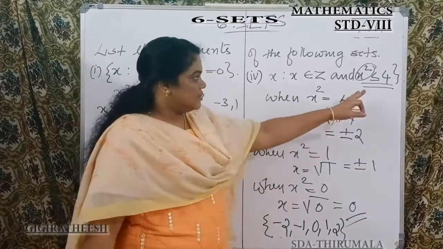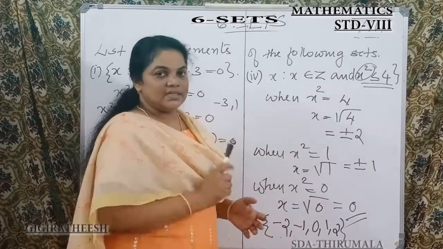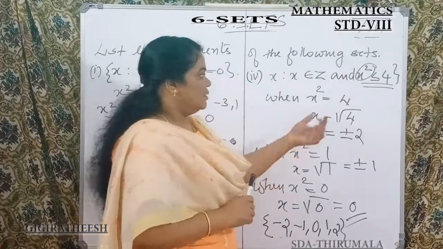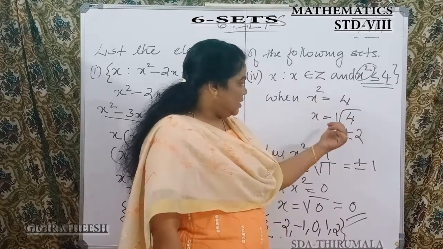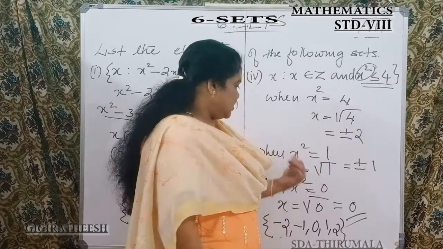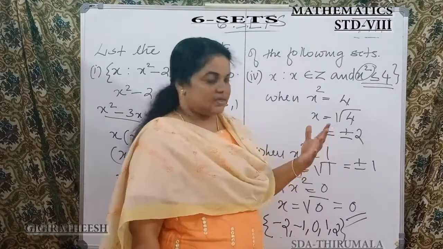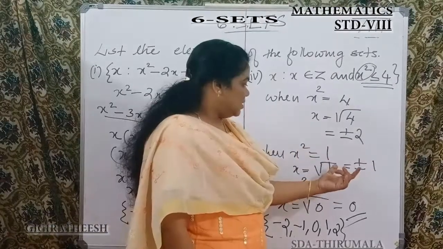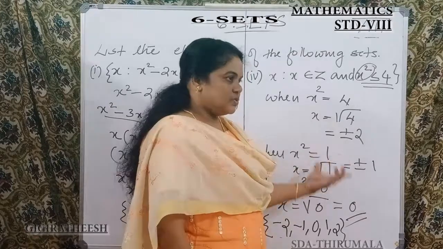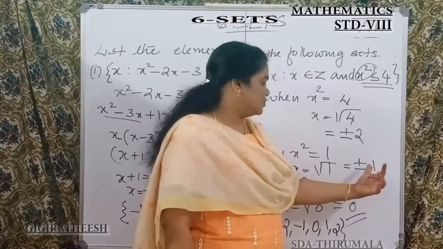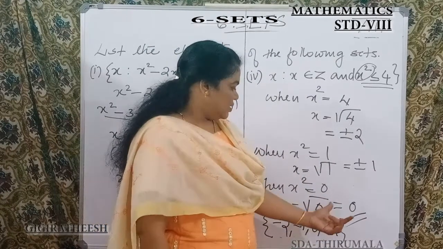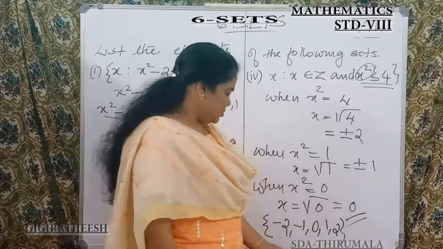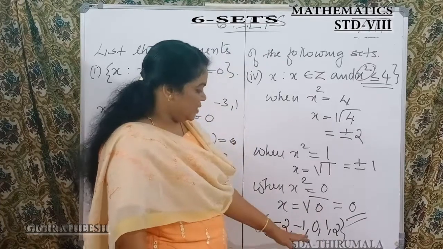What is the condition here? x square less than or equal to 4, so we can take 4 also. We can take the square root of 4, but we can't take the square root of 3. We take 1, the square root of 1 is equal to 1, and next x is equal to 0 and the square root of 0 is equal to 0. The elements are minus 2, minus 1, 0, 1 and 2.